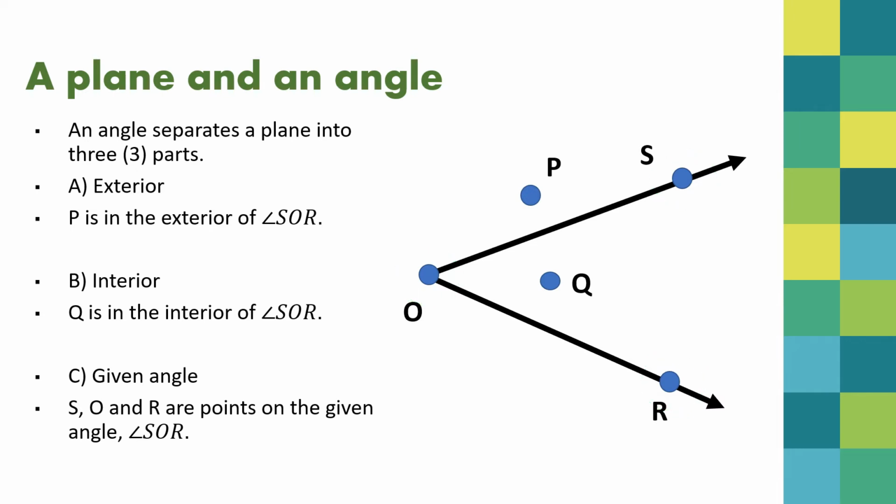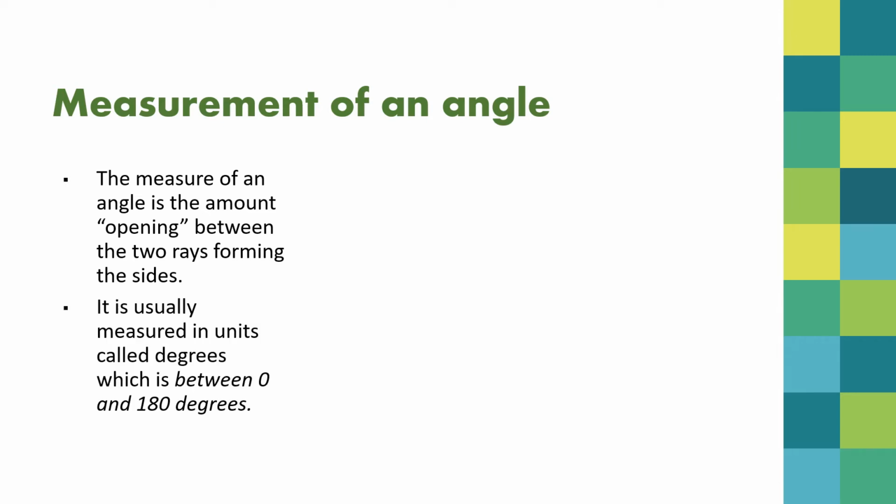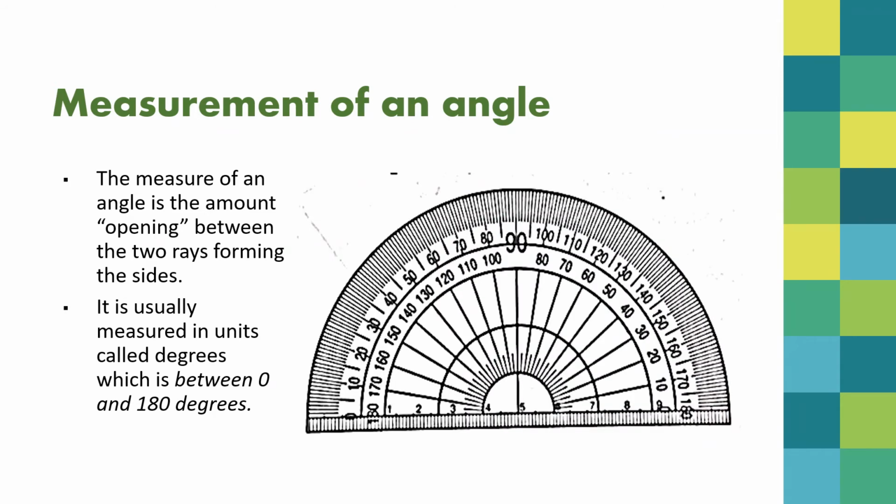Now, the measure of an angle is the amount of opening between two rays forming the sides. An angle is usually measured in units called degrees, which is between 0 and 180 degrees. To measure an angle, we need an instrument called a protractor, which is shown below. Its shape is a semicircle or half a circle. Its scale is divided into 180 equal units. Each unit is 1 degree.